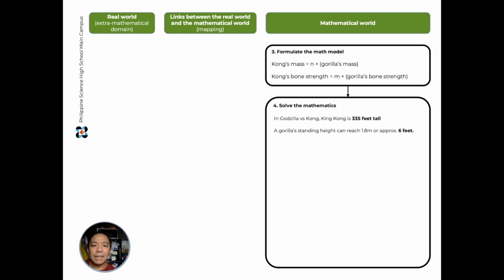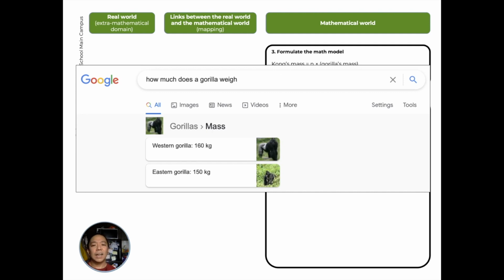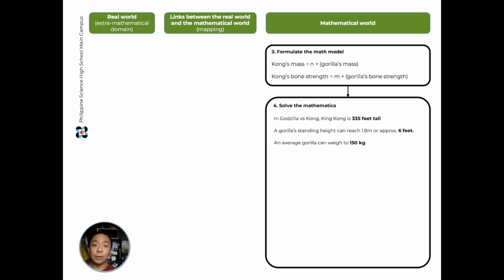Kano naman kabigat ang isang gorilla? Kasi wala yata tayong data kung kano kabigat si King Kong. Depende sa location ng gorilla. Iba-iba yung weights nila or masses nila. But siguro between yung silverback na western gorilla tapos yung picture ng gorilla sa baba, mukhang mas malapit si King Kong dun sa eastern gorilla. So, yun yung gamitin nating mass niya, 150 kilograms.